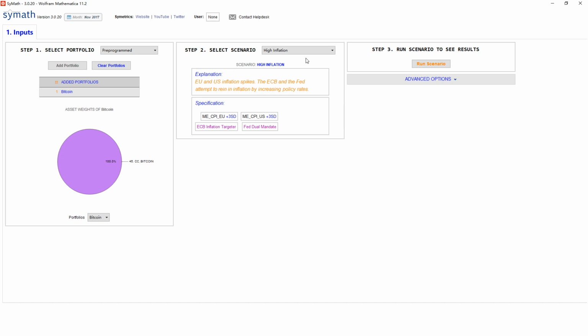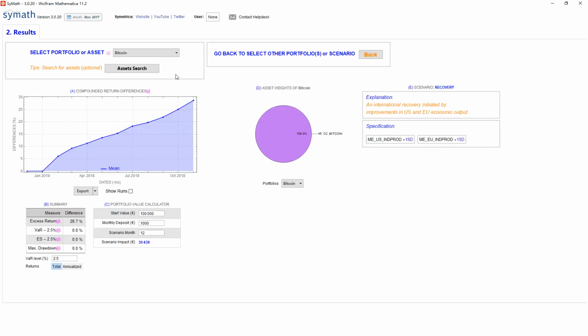Now we go back and select another scenario. Let's choose the scenario recovery. This scenario is a positive economic scenario, and in this scenario we improve the US and EU industrial production. We will see that in this scenario, Bitcoin has a higher compounded return than the normal scenario. And this means that Bitcoin performs well in some good economic circumstances.